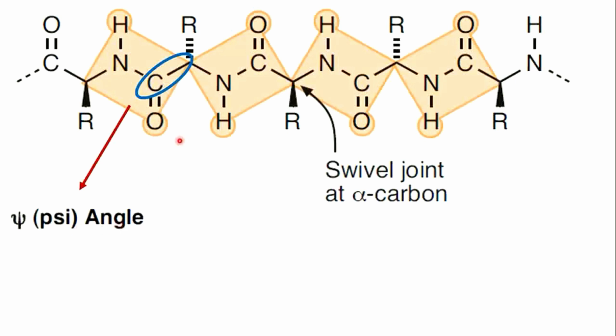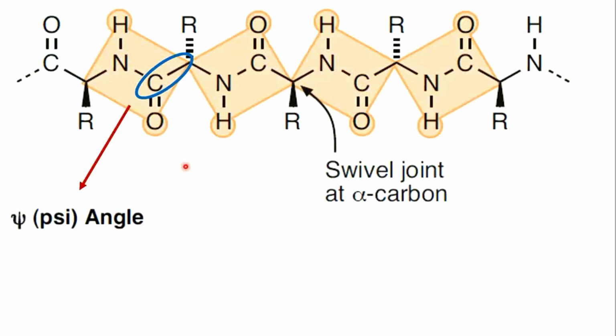Psi angle is between the alpha carbon and peptide bond carbon. So the bond between the peptide bond carbon and alpha carbon is making an angle, a torsion angle, which is called psi, which can be rotated.